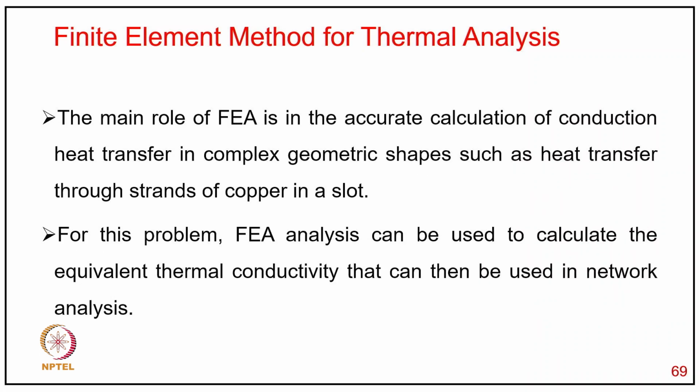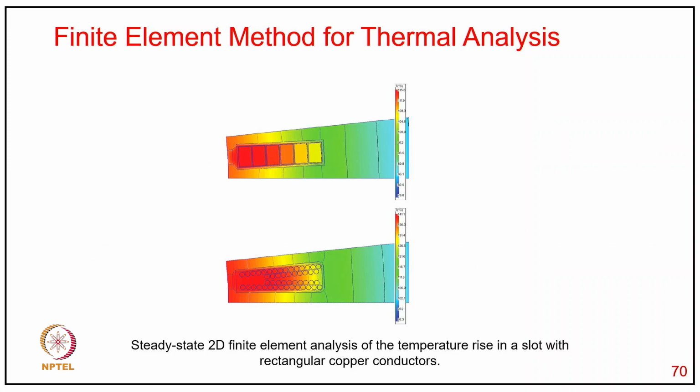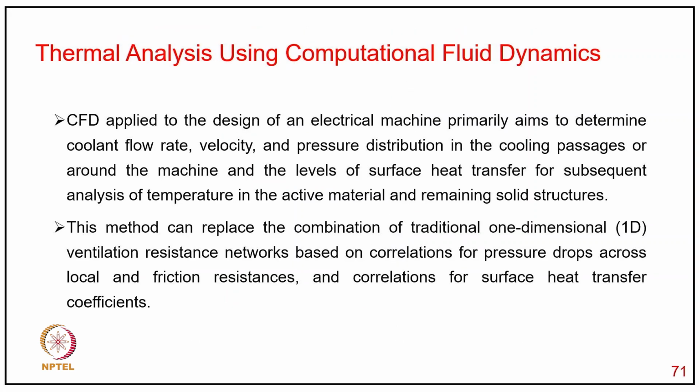However, it does suffer from the same problem previously described, with the uncertainty in the computation of thermal resistance due to interface and convection. The main role of FEA is in the accurate calculation of conduction heat transfer in complex geometry shapes, such as heat transfer through strands of copper in a slot. And for this problem, FEA can be used to calculate the equivalent thermal conductivity that can then be used in network analysis. So this is the finite element method for thermal analysis.